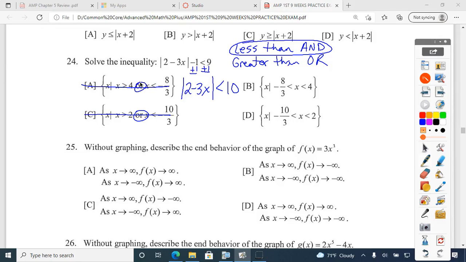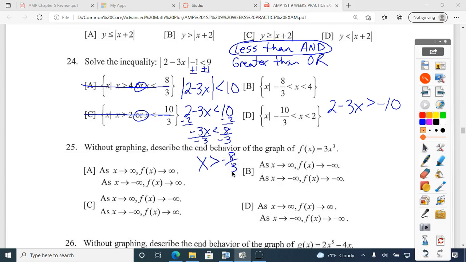So to work the problem, we make 2. We're going to have 2 minus 3x is less than 10, and we're going to have 2 minus 3x is greater than negative 10. And we're going to work both of them out. So we're going to subtract 2, we're going to get negative 3x is less than 8, divide by negative 3. When you divide by a negative, your inequality flips over. So x is greater than negative 8 over 3. And I can really stop right now. I know it's got to be B.